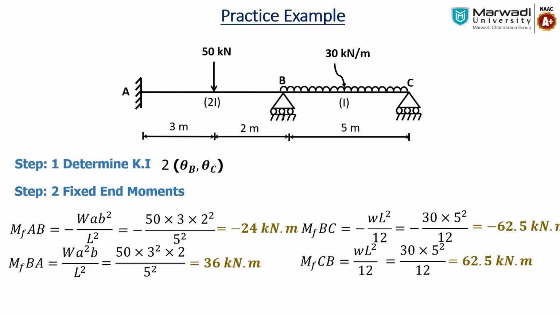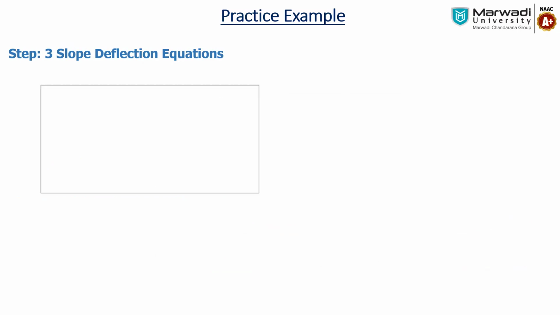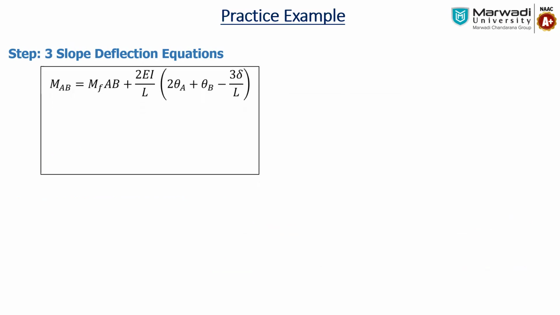Next step, that is the slope deflection equations. So basically there is one fundamental equation you have to remember. MAB equals MFAB plus 2EI by L, into 2 theta A plus theta B minus 3 delta by L. How this equation is derived, we have seen in the class, but basically it is a combination of all the parameters: the fixed end moment due to the loading, rotation at support, and settlement of the support. By doing the combination, this equation was derived.